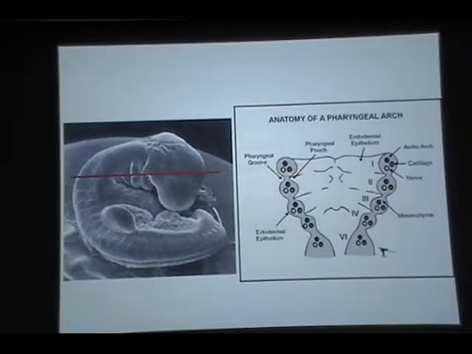So arch 1, the cranial nerve associated with arch 1 is trigeminal. So if you think about everything that's innervated by trigeminal in the face, all of that is derived from the first arch. Arch 2, its cranial nerve is the facial nerve. So anything you can imagine that's innervated by facial nerve is derived from arch 2, pharyngeal arch 2. Arch 3 is glossopharyngeal, arch 4 and arch 6 are vagus. So each arch has a specific cranial nerve. All the derivatives of that arch are innervated by that cranial nerve.